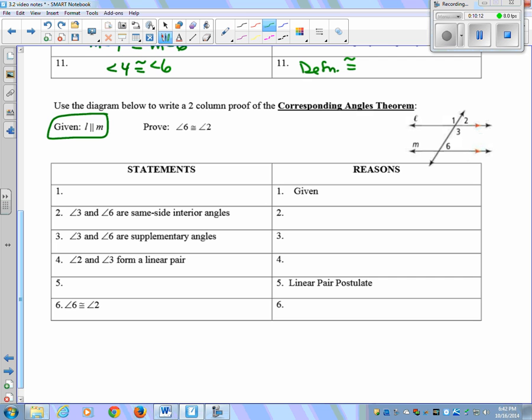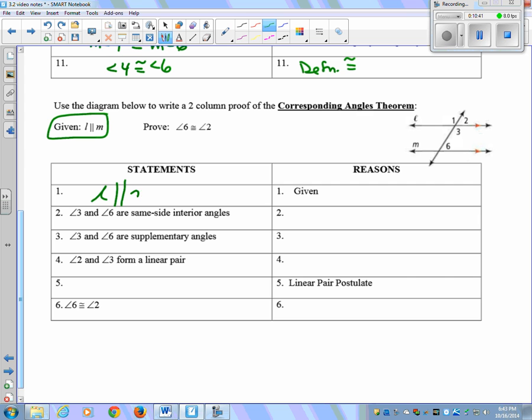Again, we have two lines that are parallel. We're trying to prove that 6 and 2 are congruent. Corresponding angles, 6 and 2. If you look at this diagram, what do you know? Well, I see some same-side interior angles. I see 2 and 3 are a linear pair. I see 1 and 2 are a linear pair. So all of that knowledge is going to help us to prove that corresponding angles 2 and 6 are congruent.